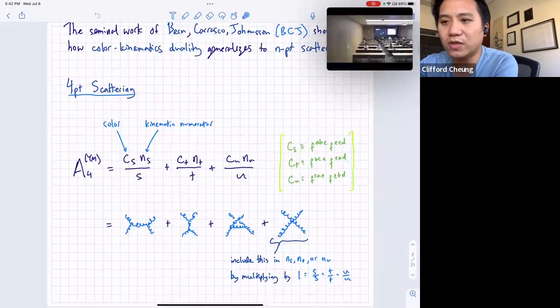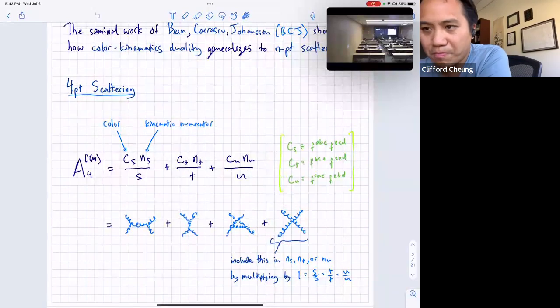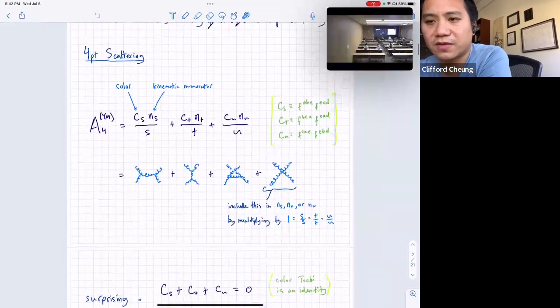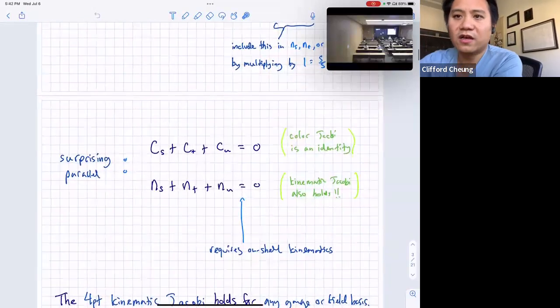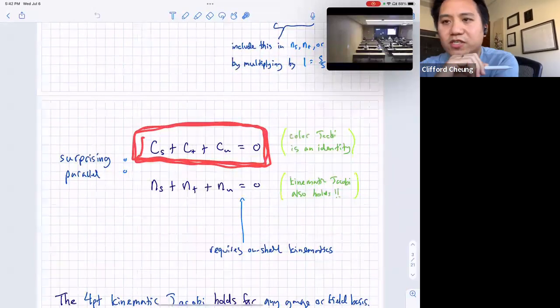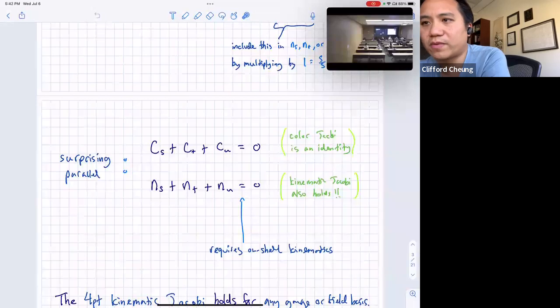Okay, obviously it's not unique the way you would do that, but choose any way you want. Okay, just make a choice. Okay, now what's the statement of color kinematics duality? Well, of course, usual color statements just say this identity. This is just a property of matrices, which is that the color structures satisfy the Jacobi identity.